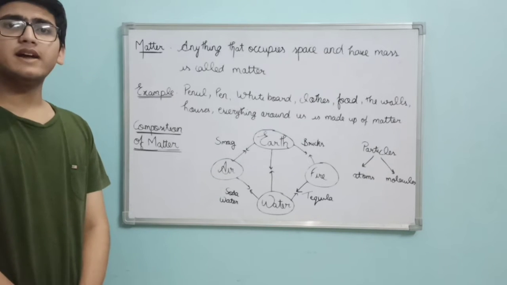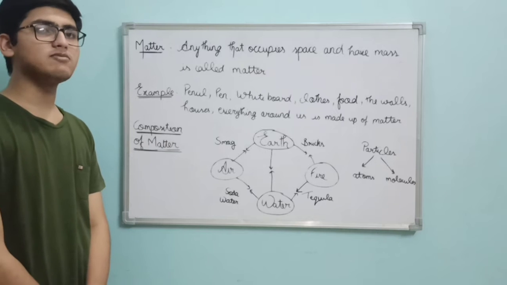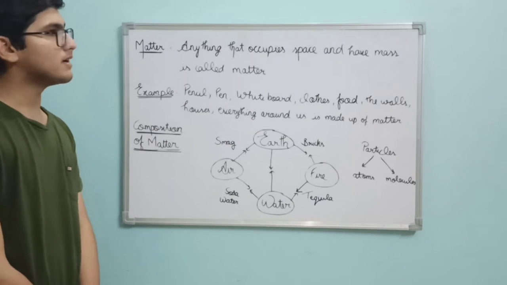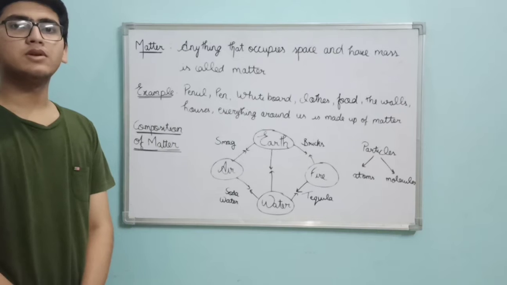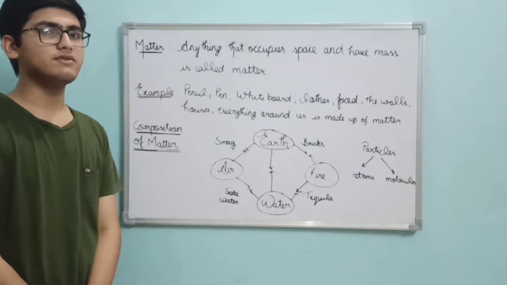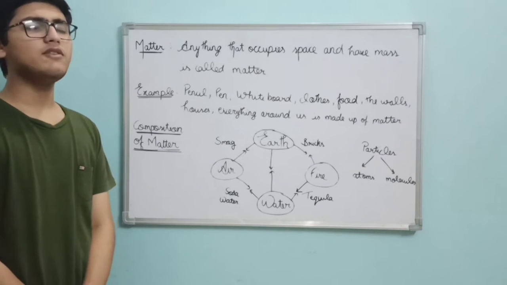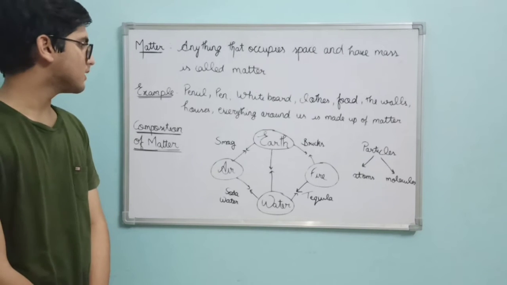Now, the very first question that arises in our mind is what matter actually is. Matter is defined as anything that occupies space and has mass. For example, pencil, pen, whiteboard, food that we eat, clothes that we wear, and houses in which we live. Everything around us is matter.